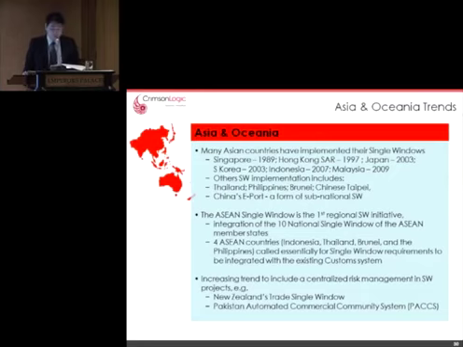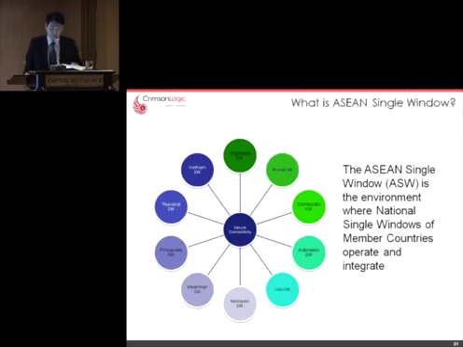Next is Asia. For Asia, as we know, we are moving towards the ASEAN single window. Let me take a couple of minutes on the ASEAN single window and what it is. Basically, it's a regional single window which allows the different members' national single windows to exchange information. Currently, the mode of exchange is via XML, and the information exchanged is mostly the certificate of origin, and also the export declaration becoming an import declaration in the importing country.